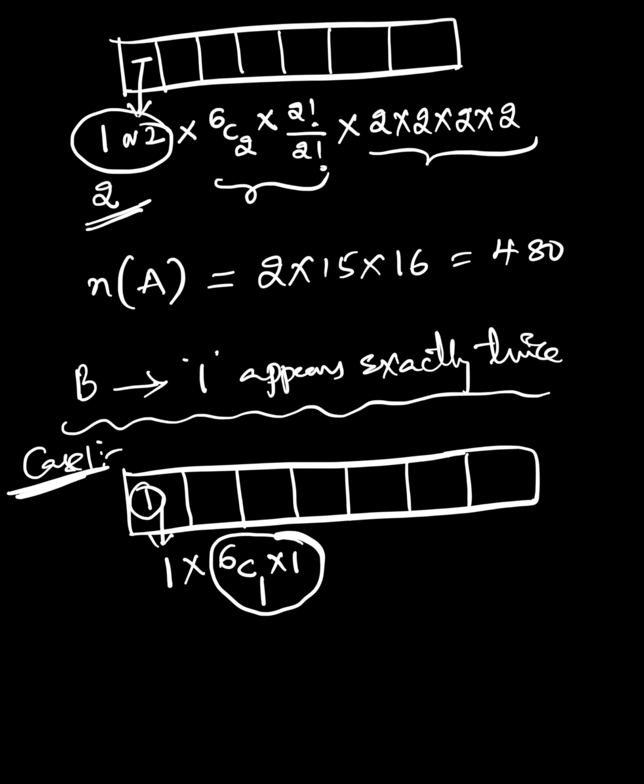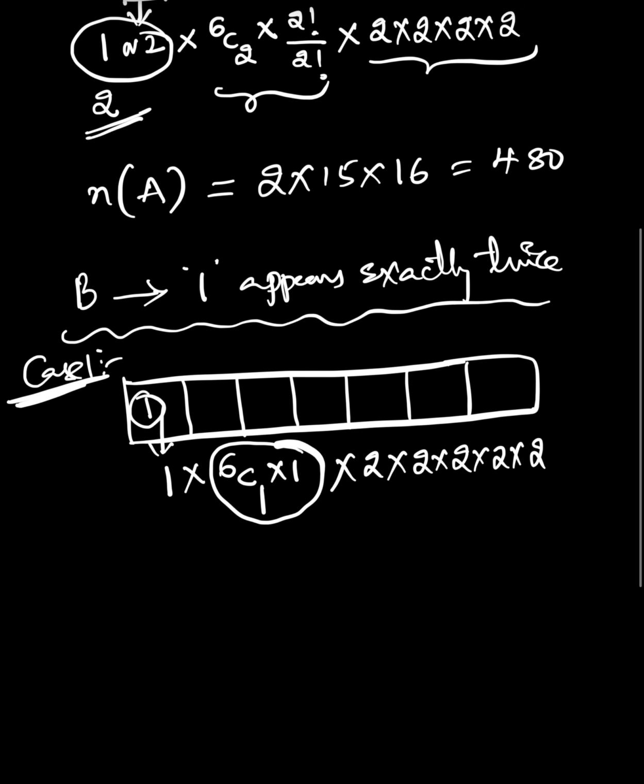6C1 into 1, right? Next, so 2 ones filled. Now the rest, I have 5 blanks to be filled. Those 5 blanks can be filled with either 0 or 2, 0 or 2, 0 or 2, 0 or 2, 0 or 2, right? So that 6C1 is nothing but 6, and 2 power 5 is 32. Total it is 192. In this case, 192 ways we can arrange.